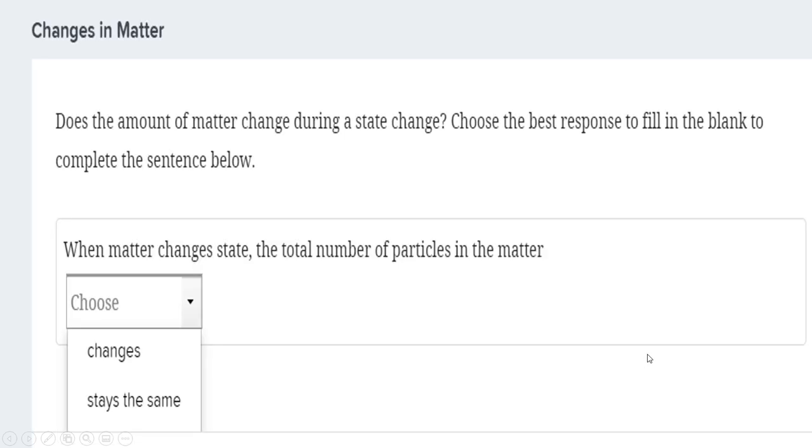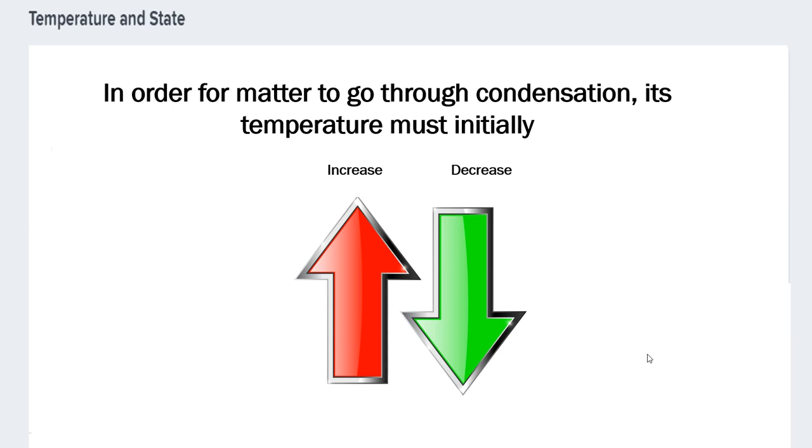Very good. Now, when matter changes state, the total number of particles in the matter would change, or would it stay the same? Stay the same. So give yourself a pat on the back. Very good. In order for matter to go through condensation, tiny drops of water, its temperature must initially increase or decrease. If you said decrease, give yourself a high five because you were paying attention.